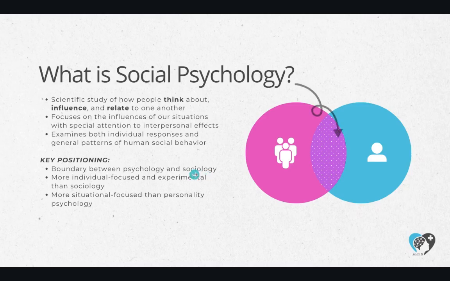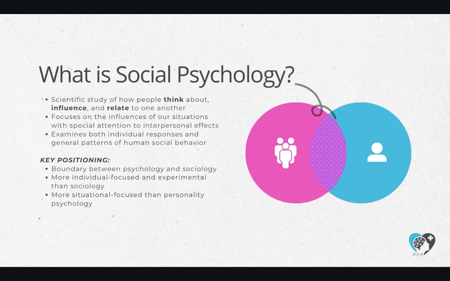Now, let me ask you, where does social psychology fit in the broader field? Because it's usually compared with sociology. Students get confused sometimes between sociology and personality psychology because they have similar ideas to social psychology. So, how does it fit? Think of it as sitting at the boundary between psychology and sociology. It's more individual-focused and experimental than sociology, but it's also more situation-focused than personality psychology.